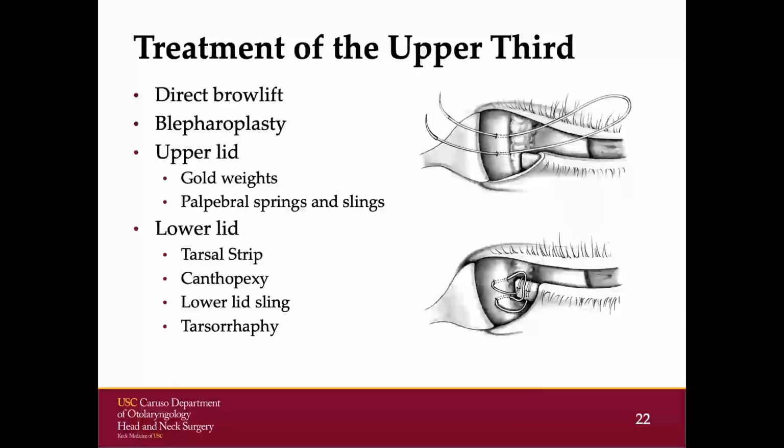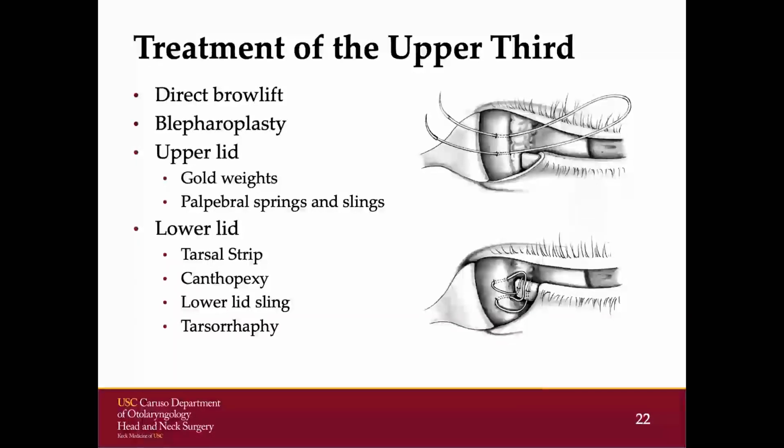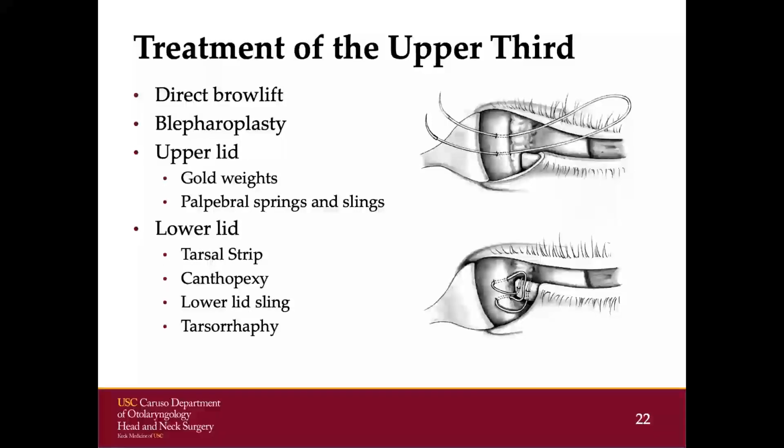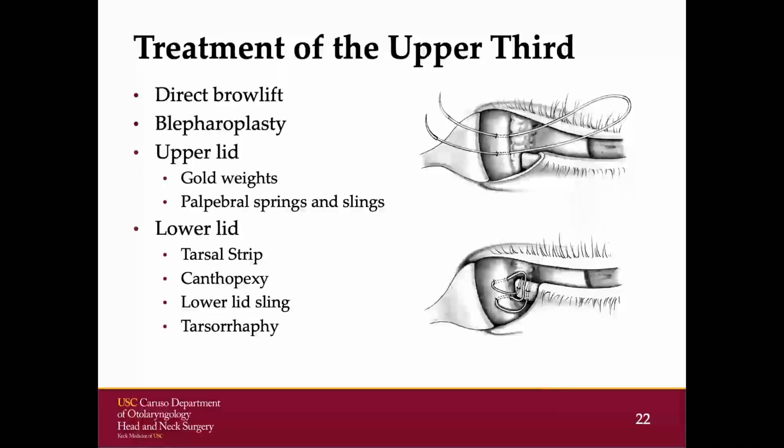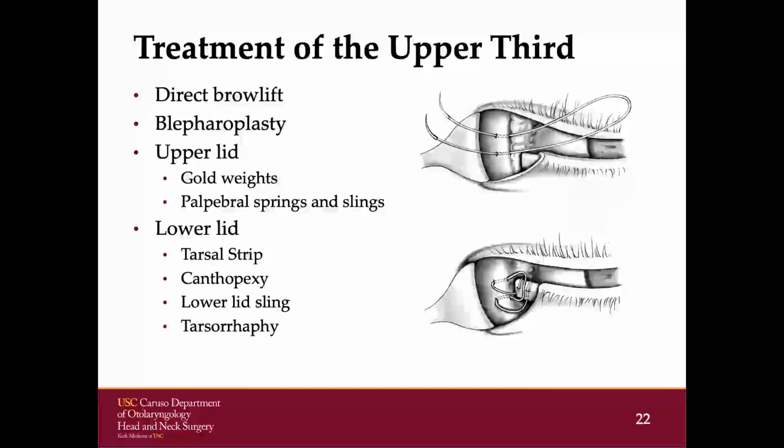You can also place palpebral springs and slings, which basically serve a similar function. However, I think they have a higher likelihood of extruding, but they better conform to the shape of the lid, which is sometimes one of the complaints of having a gold weight, that there's a visible foreign body in the lid. For the lower lid, there's a couple of different techniques that you can utilize.